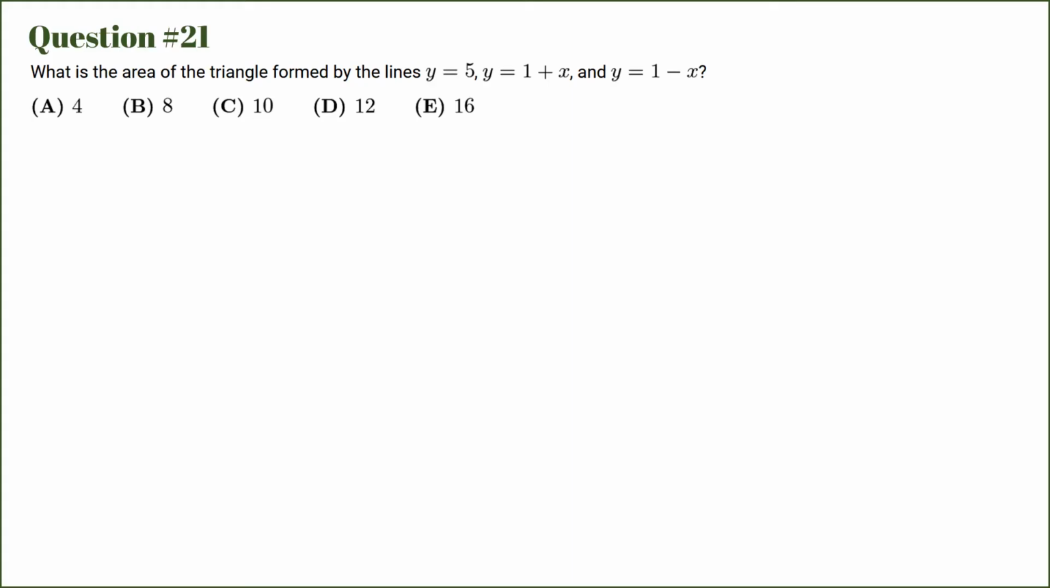Question 21 states, what is the area of the triangle formed by the lines y equals 5, y equals 1 plus x, and y equals 1 minus x? Okay, so let's draw our graph.